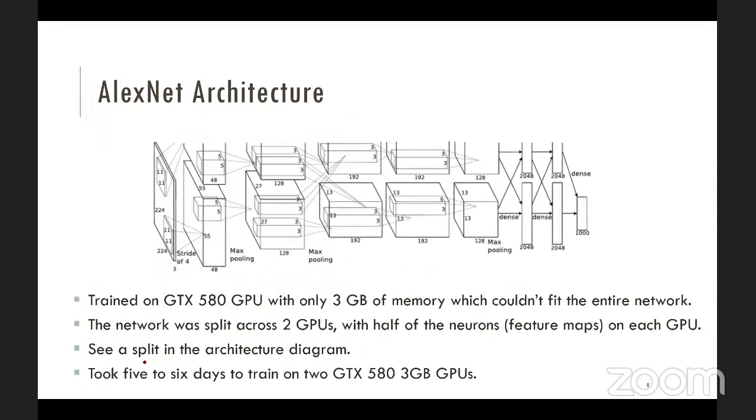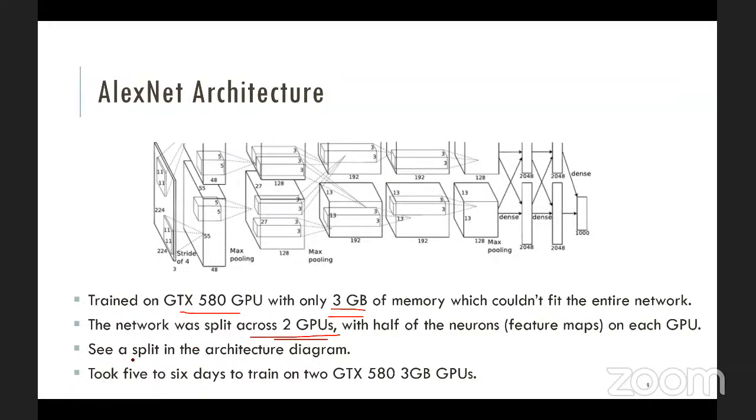And see what the issue was at that time. This model was trained on a GTX 580 GPU, which had only 3 GB of memory, and therefore the entire network couldn't fit onto it, right? Therefore the network was split. You can see this parallel structure, right? The network was split across 2 GPUs, so you can say half of the neurons on each GPU. You can see this split in the architecture also, right?